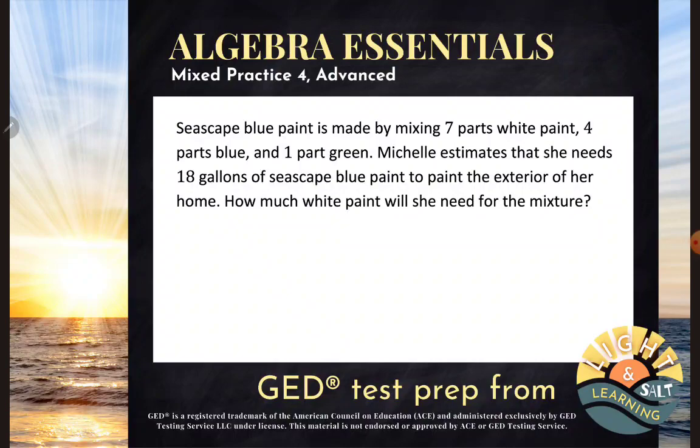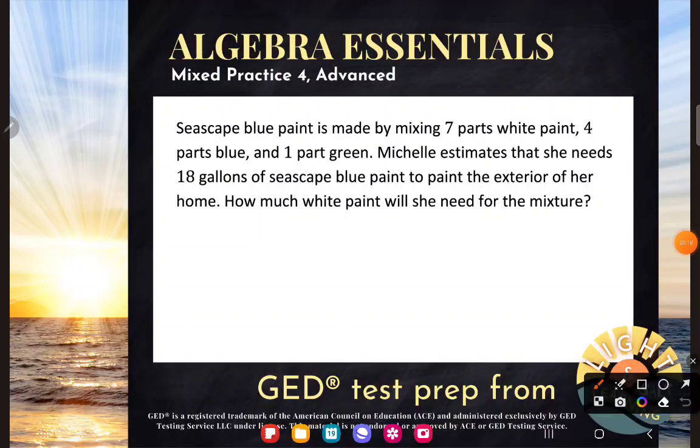It says Seascape blue paint is made by mixing 7 parts white paint, 4 parts blue, and 1 part green. See that language? Parts of this, parts of that, parts of this. We are talking ratios here. Now, this one's a complex one because I have white, blue, and green paint. So I think I'm just going to take notes of all this.